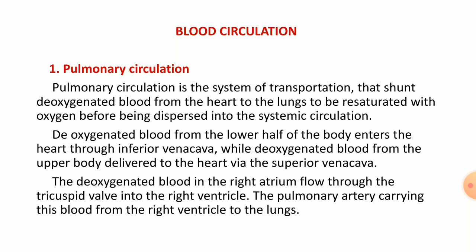It transports deoxygenated blood to the lungs to absorb oxygen and release carbon dioxide. This oxygenated blood then flows back to the heart. This is the process of pulmonary circulation. The pulmonary circulation is the system of transportation that shunts deoxygenated blood from the heart to the lungs to be resaturated with oxygen before being dispersed into the systemic circulation.